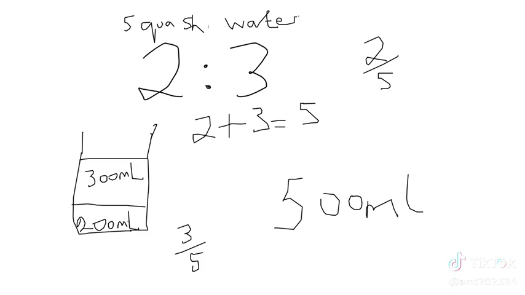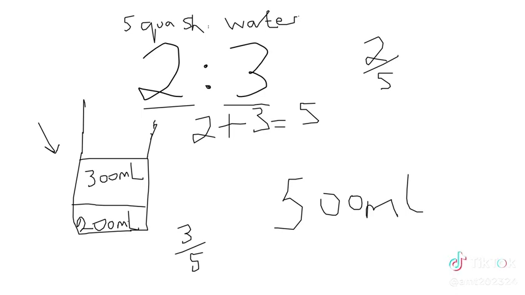So in this context, 2/5 of my jug or cup of drink is squash, and then 3/5 of it is water. And then vice versa, 3/5 of my drink is water, and then 2/5 of my drink is squash. So this is what I mean by a ratio. I hope that makes sense. So this was a little introduction, a little teaser, and the notation.